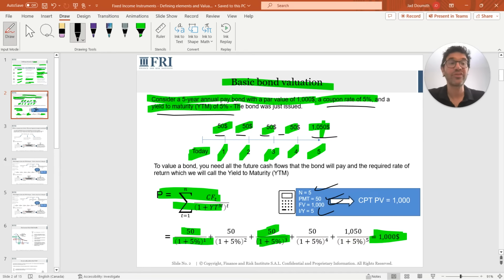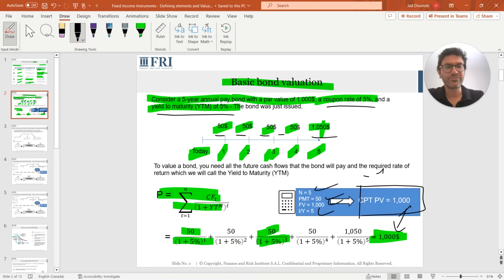You don't need to write 5%. The calculator knows that the yield is expressed in percentage. So you only need to input 5. And then you ask the calculator to compute the present value. Of course, we would obtain the same result if we use the calculator or if we use the manual discounting of cash flows. Now, one note before we move forward.